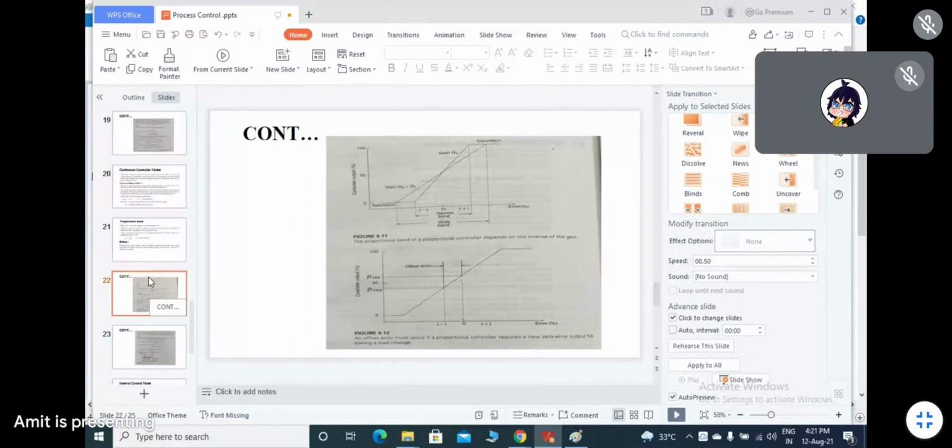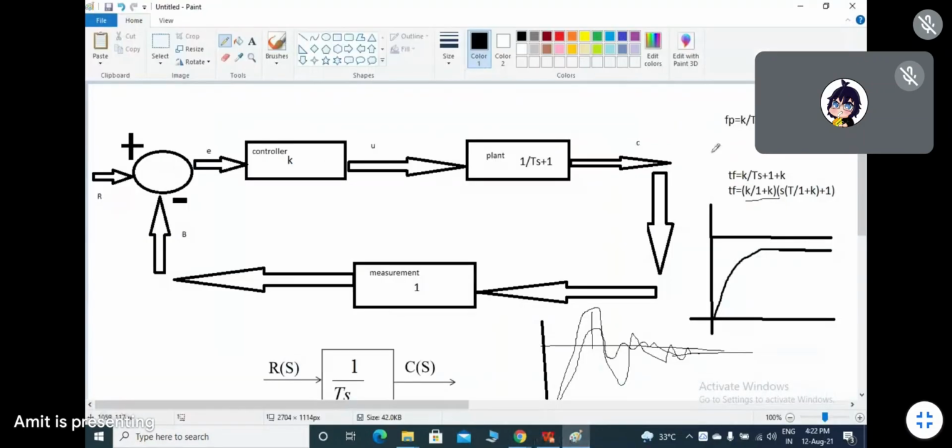It is due to this proportional gain. Due to this proportional gain, you can adjust up to some minimal offset, but you cannot eliminate that offset, as I have explained from this equation.